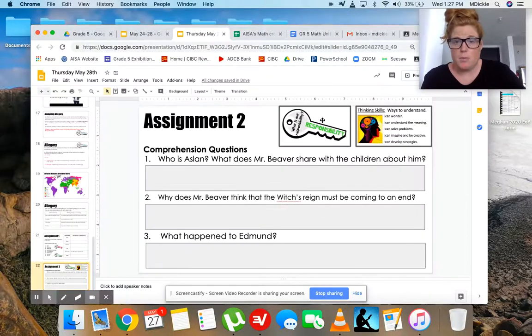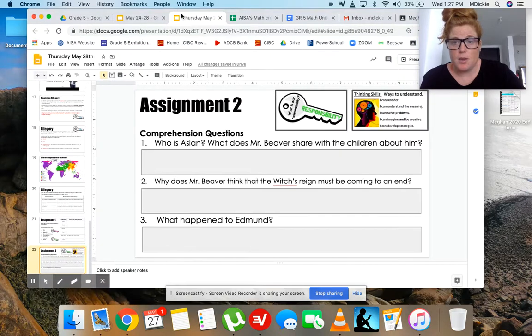So make sure you're being responsible by doing both assignments and making sure that you turn them in on Google Classroom. That way that your teacher can see all the work that you have done.